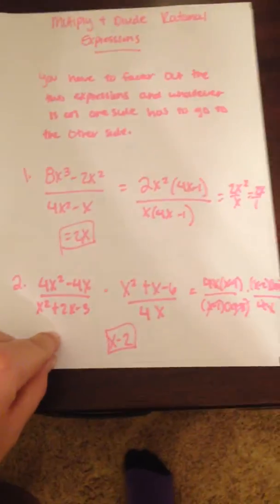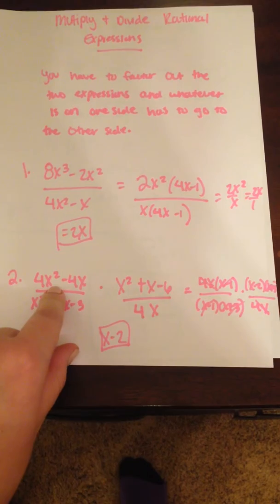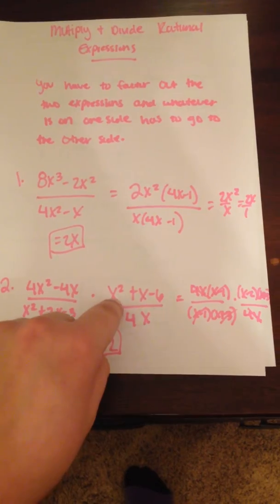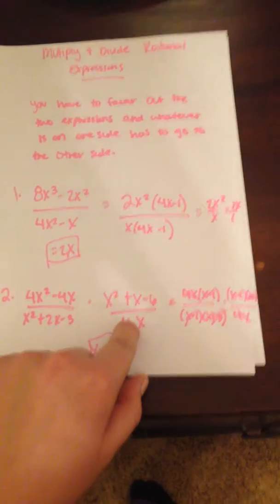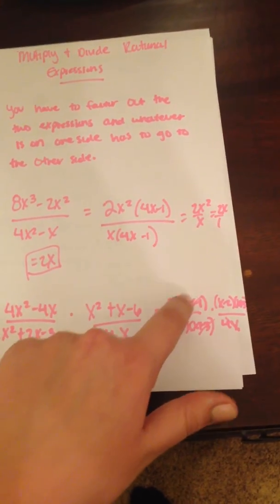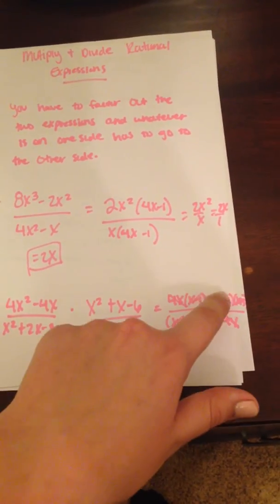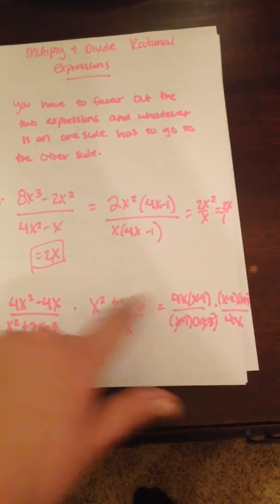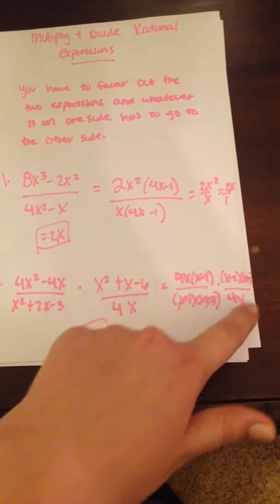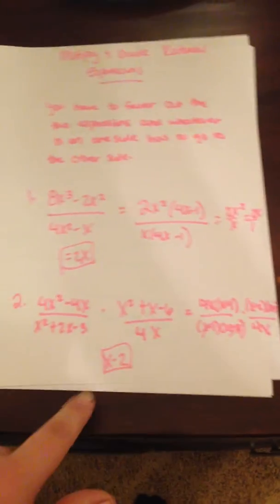The bottom one was a little bit more difficult to solve, but I did it. So you'd have 4x squared minus 4x divided by x squared plus 2x minus 3, times x squared plus x minus 6 divided by 4x. Whew. When you factor these out, you get 4x times x minus 1, and x minus 1 times x plus 3, and you get x minus 2 times x plus 3 for this one, and at the bottom you get 4x. And since all of them can be canceled out except for x minus 2, the answer is x minus 2.